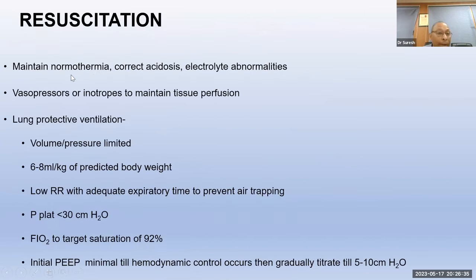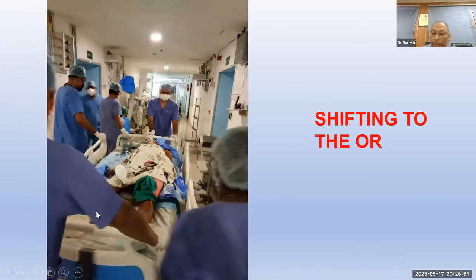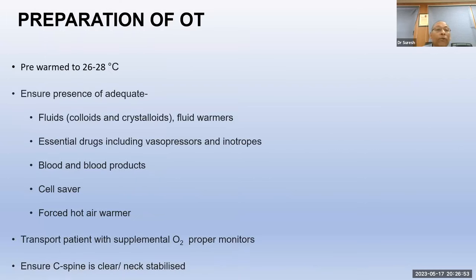Resuscitation, maintain normothermia, correct acidosis. Vasopressors and inotropes infusion stand to be ready. Lung protective ventilation to be kept in mind because of hemothorax, pneumothorax, or blood in the lungs. Patient to be immediately shifted to the OR from ED.